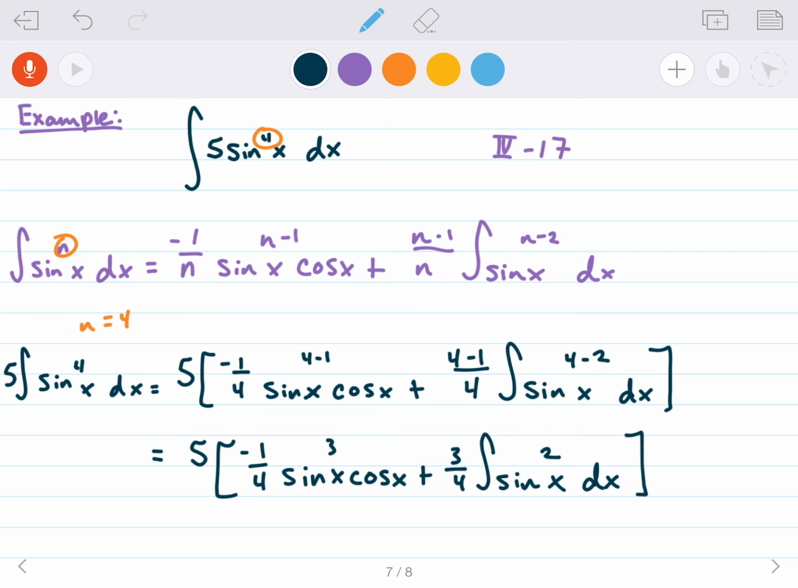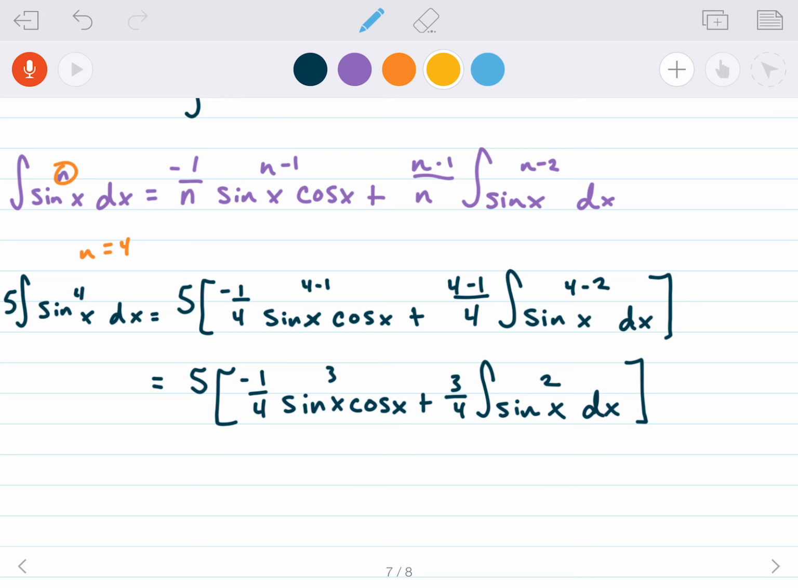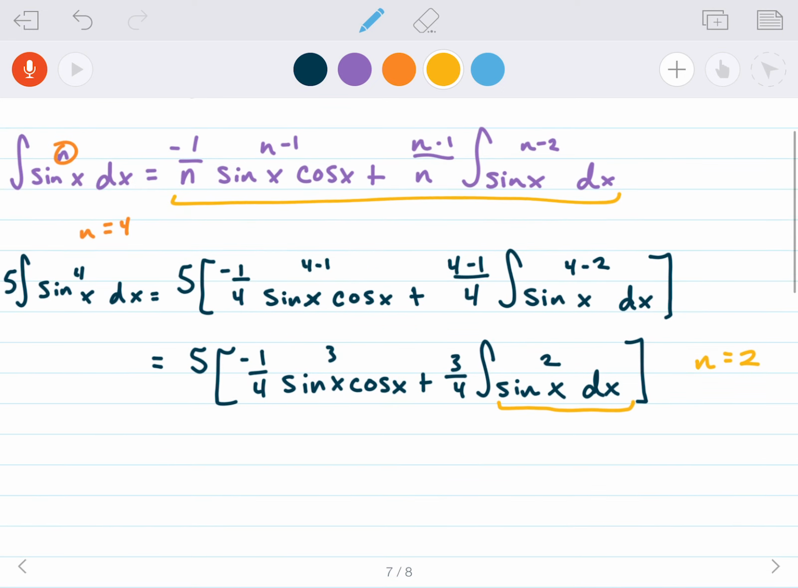All right, so now we have to figure out this piece of information. What is the integral of sine squared of x? Well, again, we can just use the same formula up here, except in this case, n is equal to 2, right? So let's go ahead and write that out.